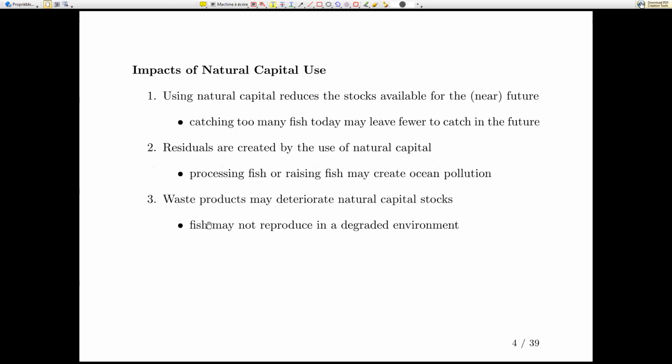All right, impact of natural capital use. Using capital reduces the stock available in the near future. So catching too many fish today means fewer fish to catch in the future.